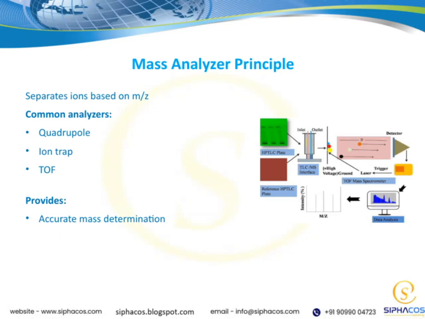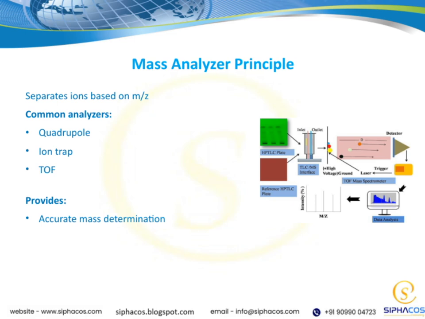Now, let's take a closer look at the mass analyzer principle. Essentially, this part of the mass spectrometer is responsible for separating ions based on their mass-to-charge ratio, or m/z. This separation is crucial because it allows us to identify and quantify different ions in our sample. There are several common types of analyzers, and three of the most widely used are the quadrupole, the ion trap, and the time of flight, or TOF, analyzer.